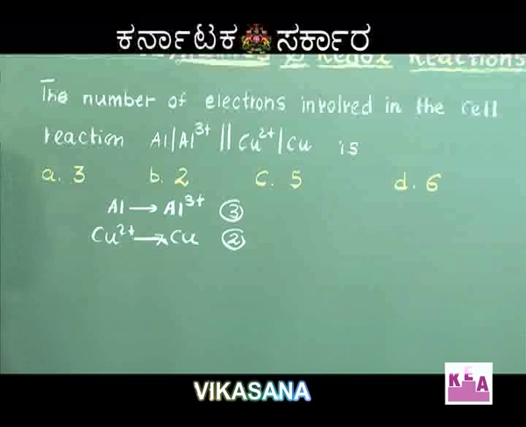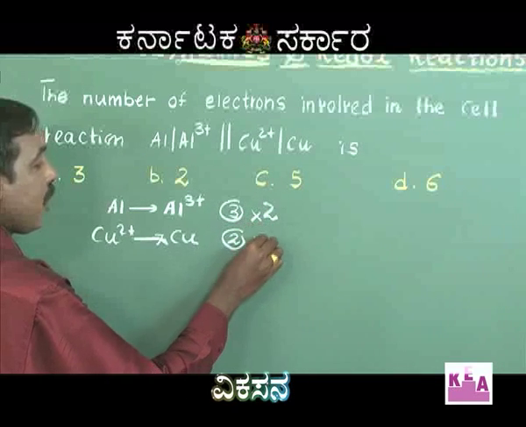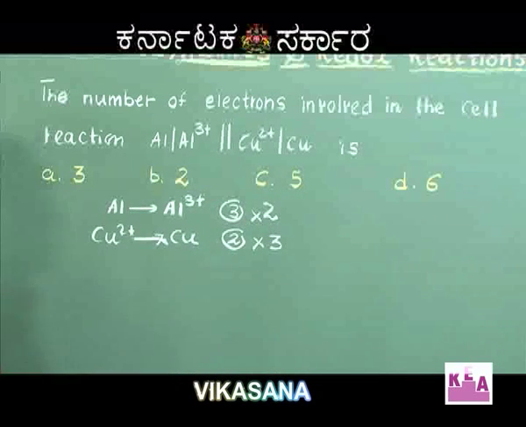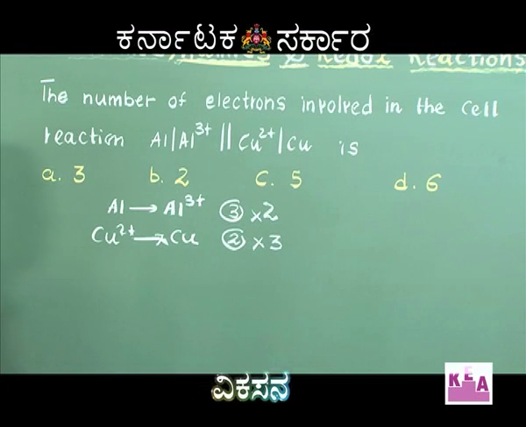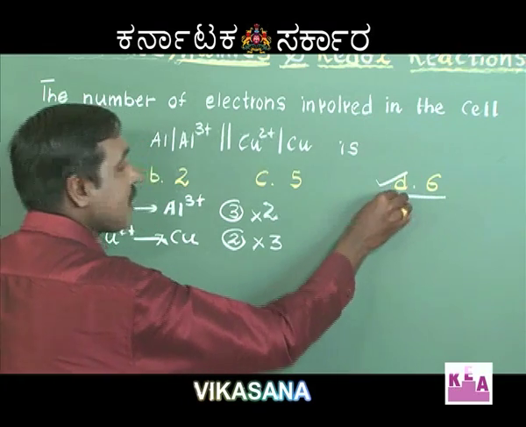To make it equal, I multiply the first equation with 2 and the second equation with 3. Therefore, the total number of electrons involved in the transition happens to be 6 electrons. Therefore, the right answer for the number of electrons involved in the cell reaction is 6. Option D is the right answer.